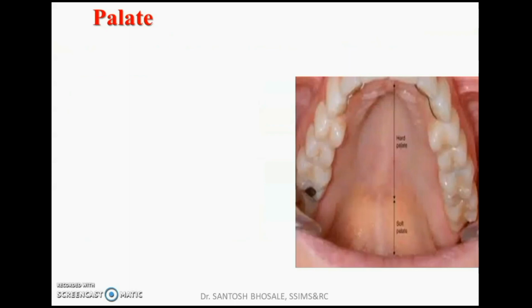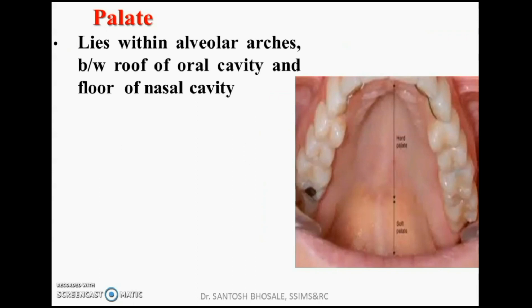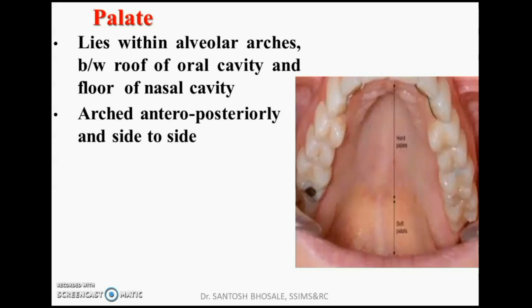soft palate. Coming to the palate, it lies within the superior alveolar arches and it forms the partition between the roof of oral cavity and floor of nasal cavity. On the nasal side it is covered by respiratory mucosa, on the oral side by gustatory mucosa, and it is arched. It is not a horizontal partition, it is an arched partition. It is arched anteroposteriorly and side to side, and it consists of two parts.